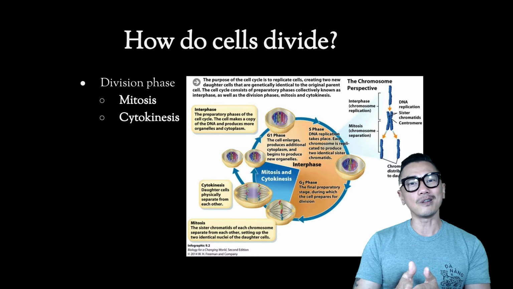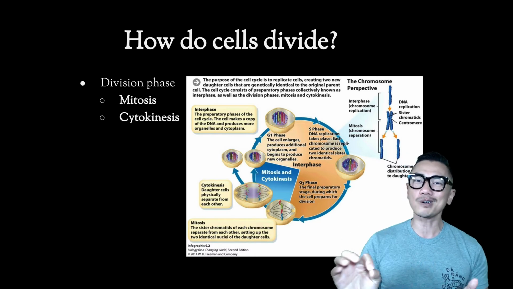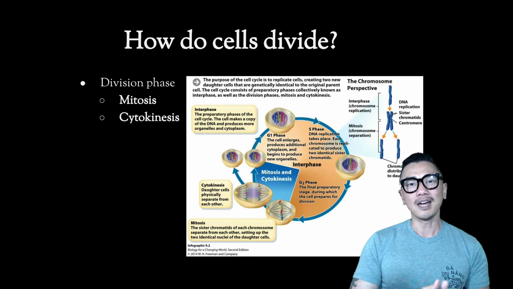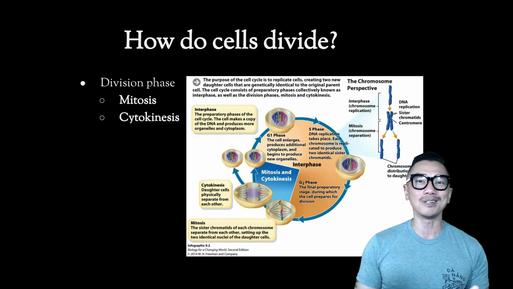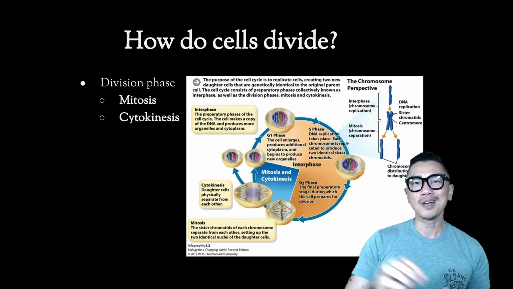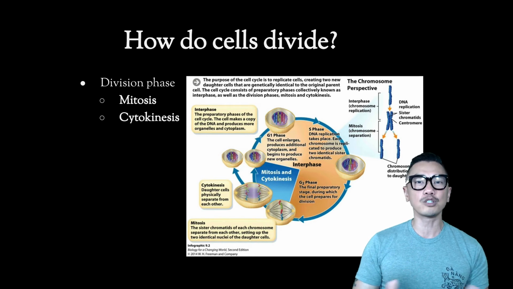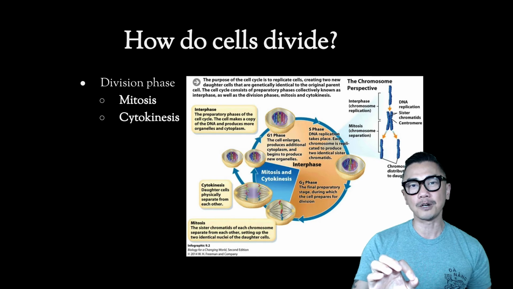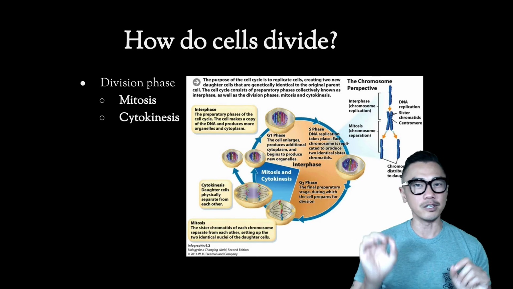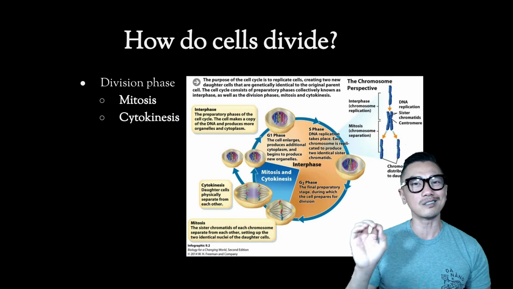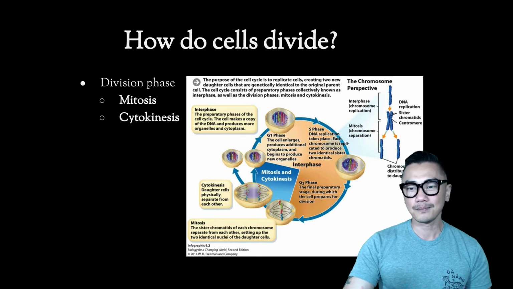The diagram on this slide shows how interphase can be broken down into the G1, S, and G2 phases, and the division phase can be broken down into mitosis and cytokinesis. It also shows on the right side how one chromosome can copy itself to form two sister chromatids that stay connected at the centromere. During mitosis, these two sister chromatids will separate and make their way into two different cells.